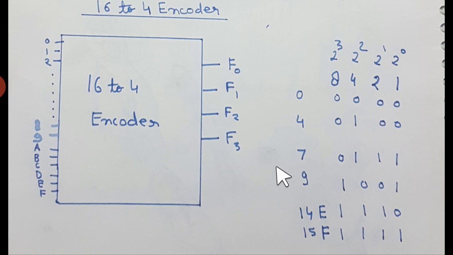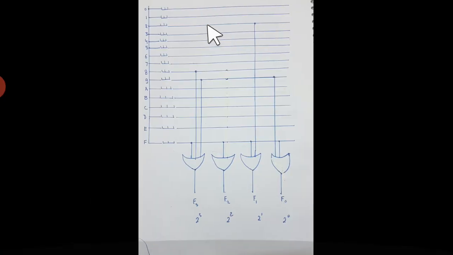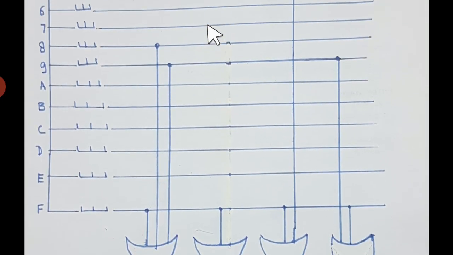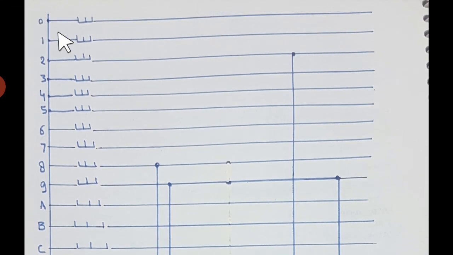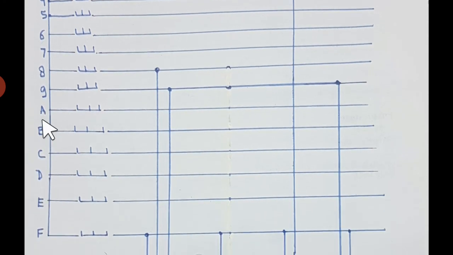Alright, I hope you have a clear idea why it is called 4-bit encoder and why it is called 16 to 4 encoder. Alright, now we are going to discuss the basic structure of the hexadecimal to binary encoder. Now here you can see that numbers are written this side: 0, 1, 2, 3, 4, 5, 6, 7, 8, 9. These are the hexadecimal numbers. A, B, C, D, E, F. These are representing what? Input. And these are the lines drawn for all these hexadecimal numbers, and these are the switches here you can see.